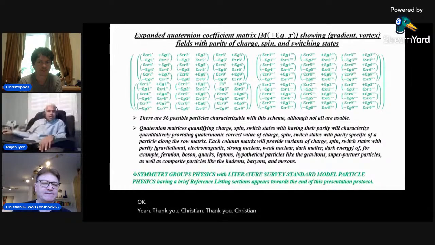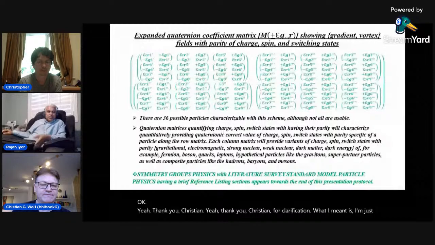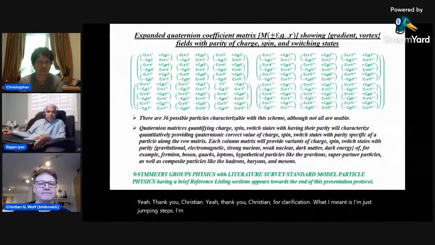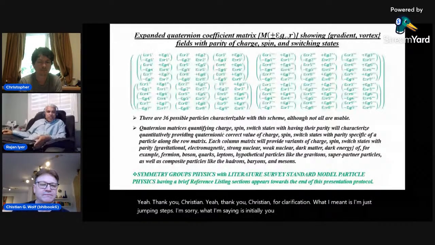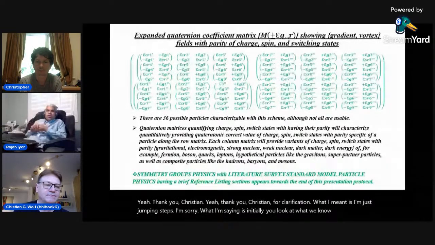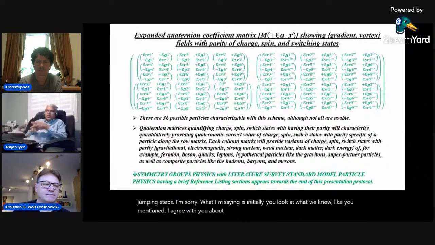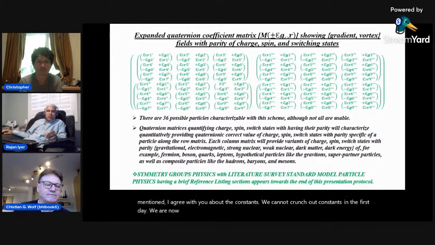What I meant is, I'm just jumping steps. I'm sorry. What I'm saying is, initially, you look at what we know. Like you mentioned, I agree with you about constants. We cannot crunch out constants in the first step. We are not doing that. We are just looking at the charge, for example, is -1. That's all we can see.